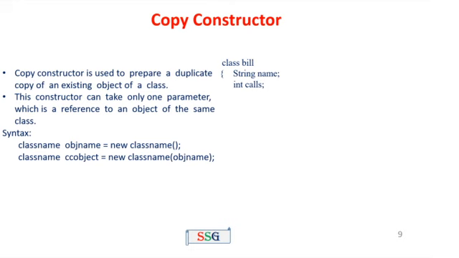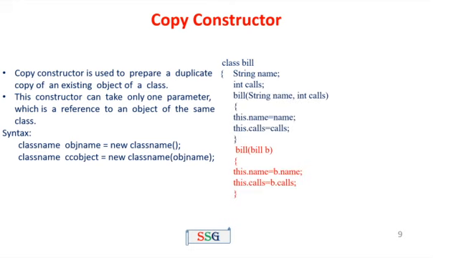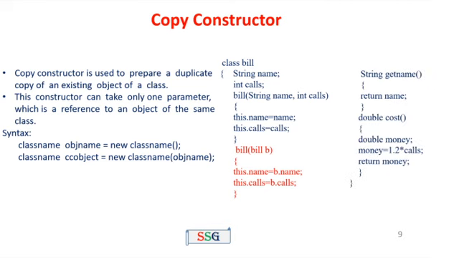The program for this copy constructor, the same program. This program contains the same concept, the same two constructors. The first constructor with two arguments: string name, this.name equal to name, this.calls equal to calls, no problem. The second constructor, you are passing only one argument. That argument is an object of this class, Bill b. Here this.name equal to b.name, this.calls equal to b.calls. The getName function performs the same task, and double cost performs the same task.